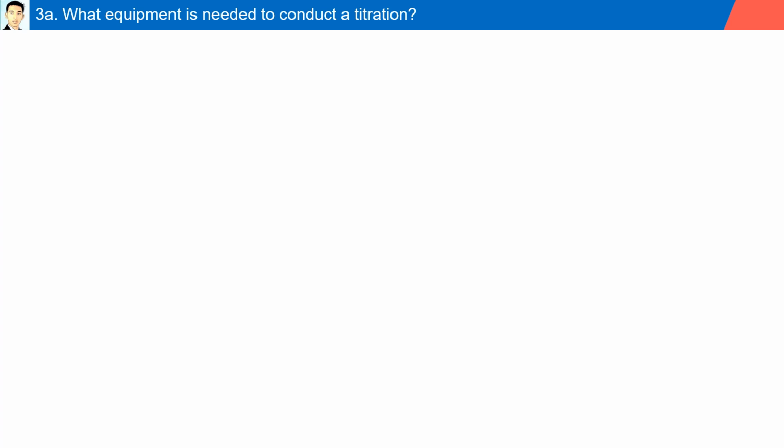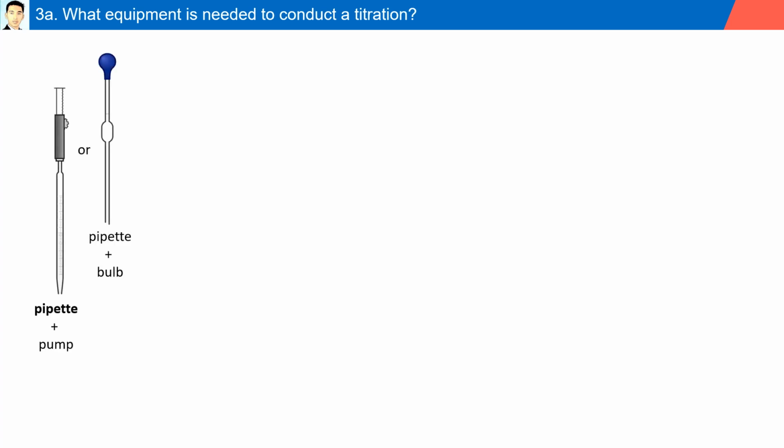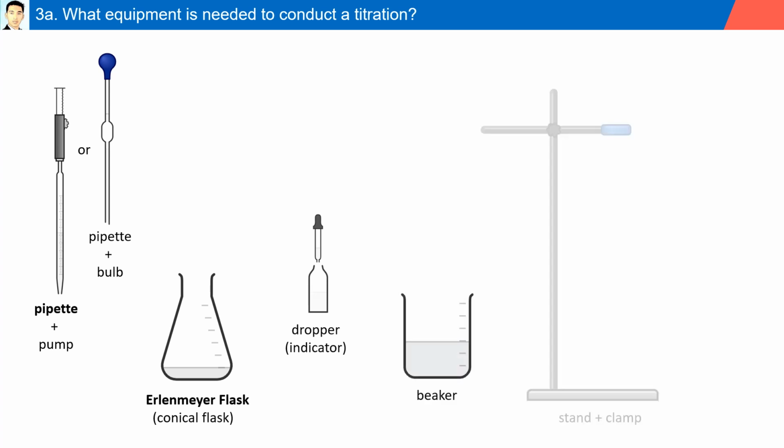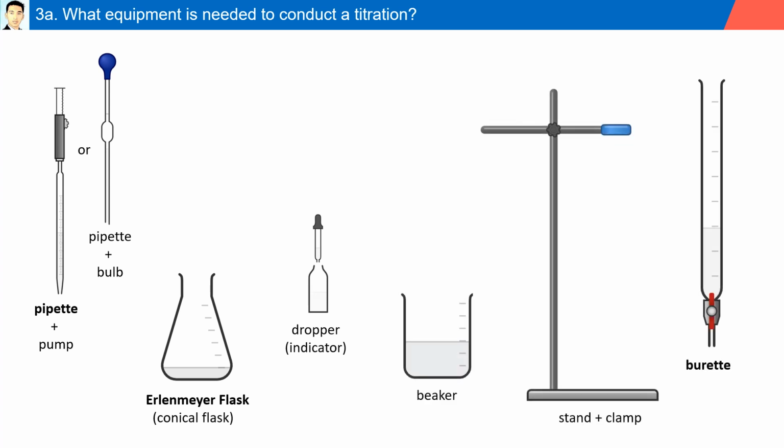What is the equipment needed to conduct a titration? A pipette, an Erlenmeyer flask, a dropper containing indicator, a beaker, a clamp stand, a burette, a funnel, and a tile to visualize the color change.